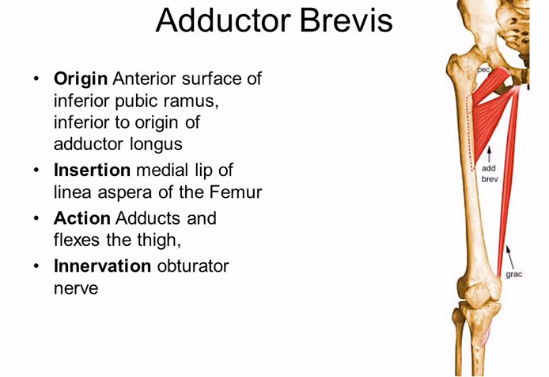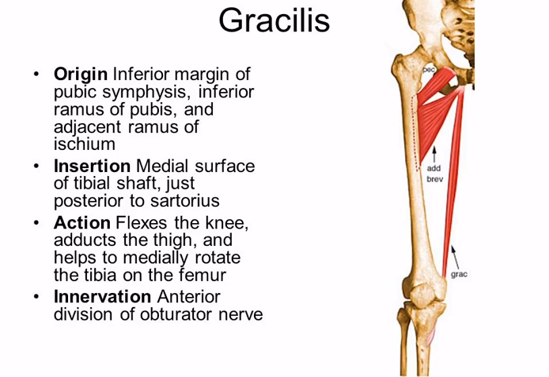Adductor brevis. Origin: anterior surface of inferior pubic ramus, inferior to origin of adductor longus. Insertion: medial lip of linea aspera of the femur. Action: adducts and flexes the thigh. Innervation: obturator nerve.